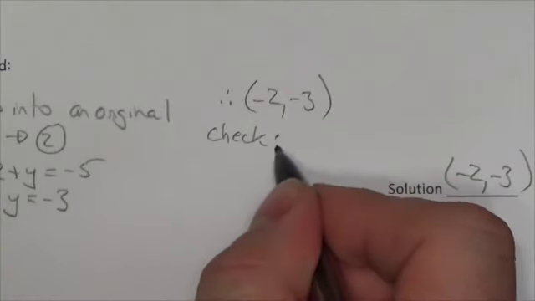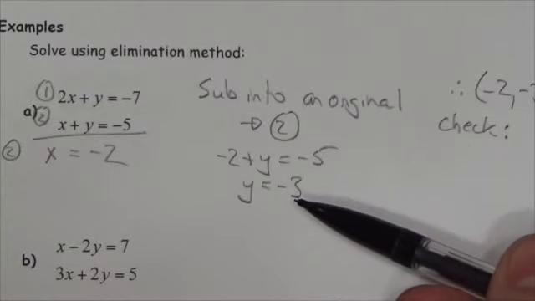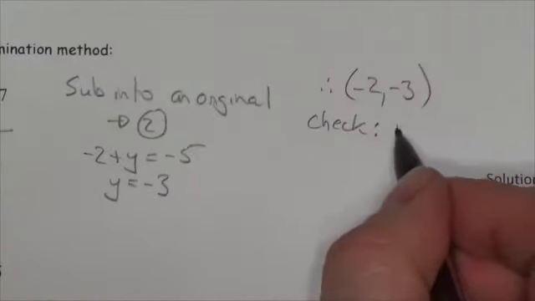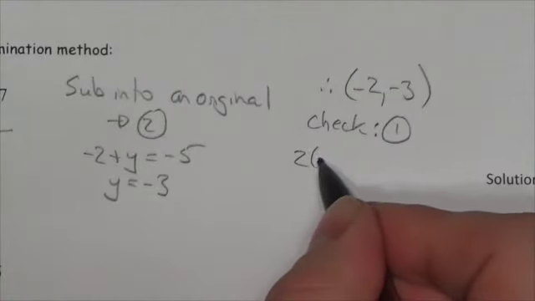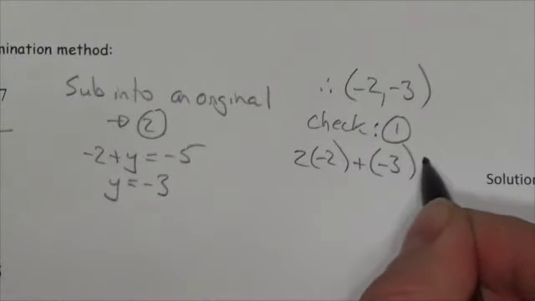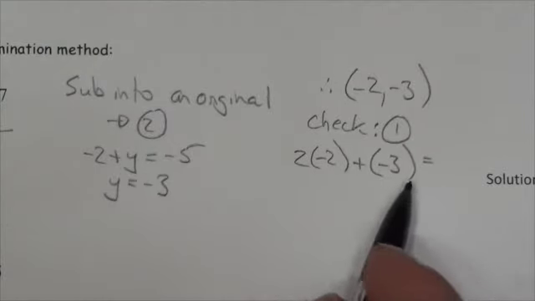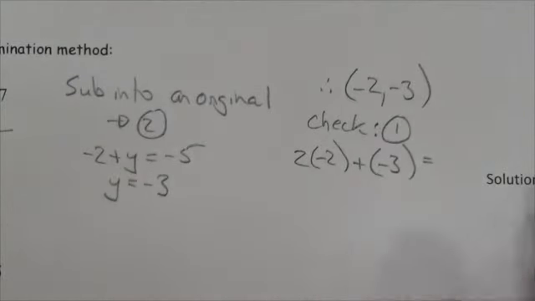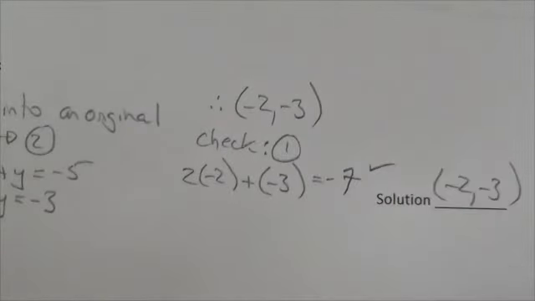But we're going to check this. I had used equation 2 to get the y-coordinate, so I'm going to check this in equation 1, to make sure it works in both. So 2 times negative 2, there's my x-coordinate, plus negative 3, there's my y-coordinate. 2 times negative 2 is negative 4, plus negative 3, negative 7. And look back at the original, that's what I'm supposed to get. So good. That's correct, which means that is the correct solution to that system.